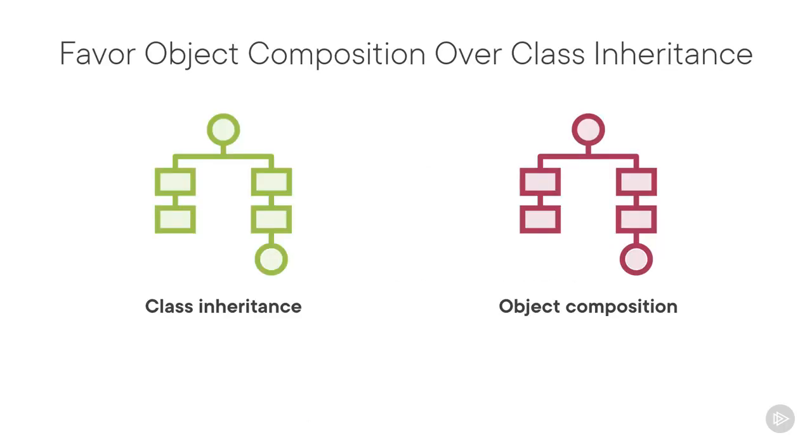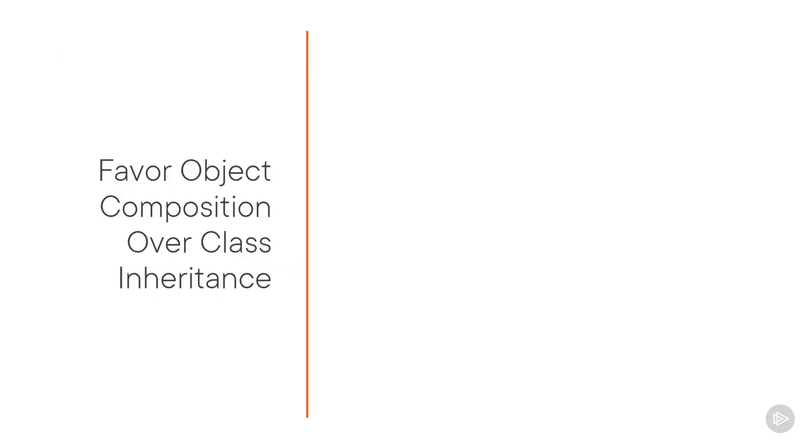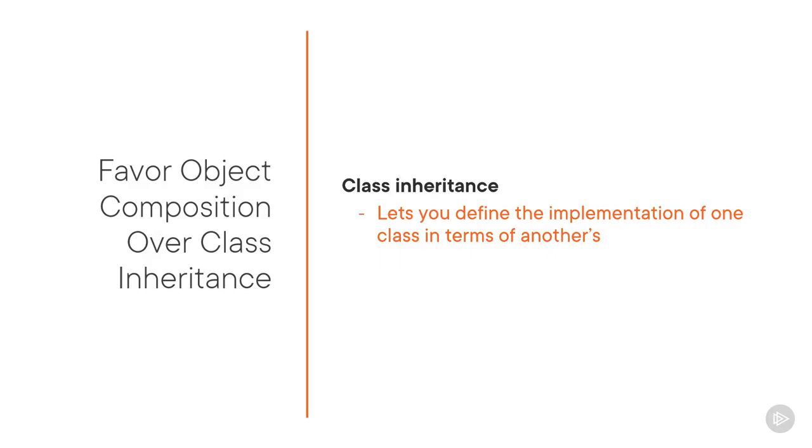On to the second principle. That was favor object composition over class inheritance. Let's clarify these two terms. Both are techniques for reusing functionality in object-oriented systems. Class inheritance lets you define the implementation of one class in terms of another's. You simply create a subclass of a base or parent class. Both terms are used interchangeably. And you do that by inheriting the parent class.